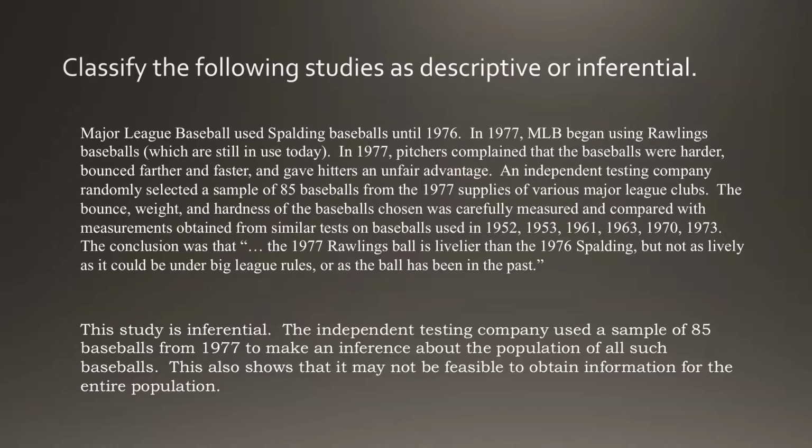So basically what this is saying, this is an inferential statement because we're taking a sample and they were trying to draw a conclusion about the 1977 baseballs. They were trying to prove that hitters had an unfair advantage. So they were taking a sample to make an inference about the population. And this also shows that it may not be feasible to do an entire population. Because notice, they were sampling baseballs from 1952. Well, this is 1977. That's 25 years later. They're not going to have every baseball from 1952. So you're only going to be able to take a sample of those areas. So this shows how it may not be feasible to do an entire population.